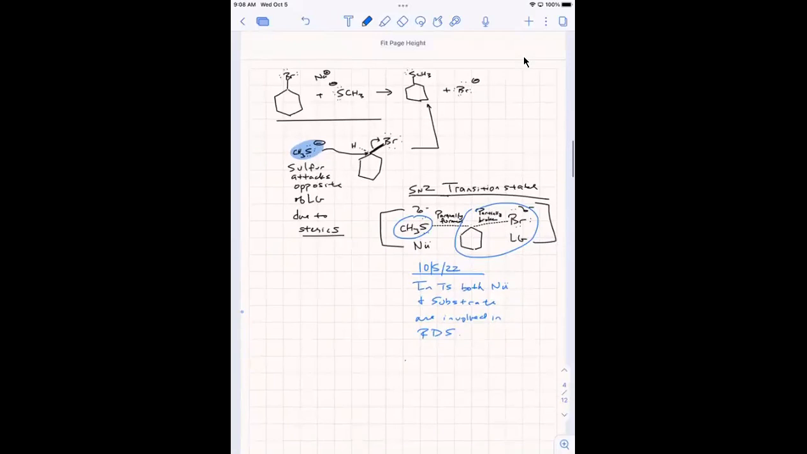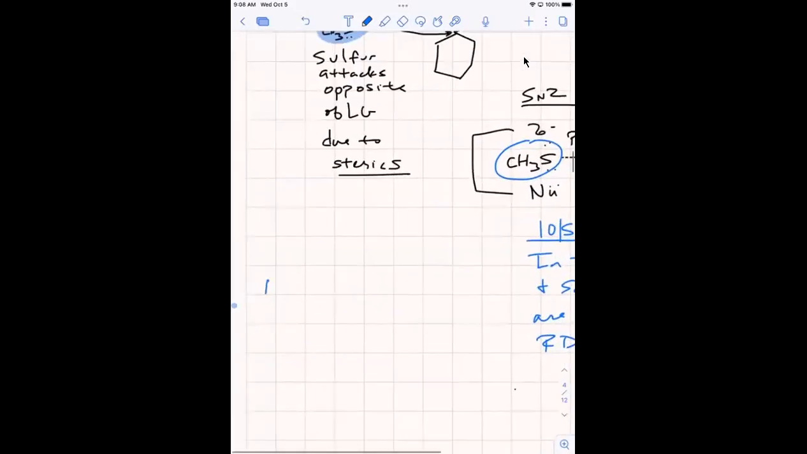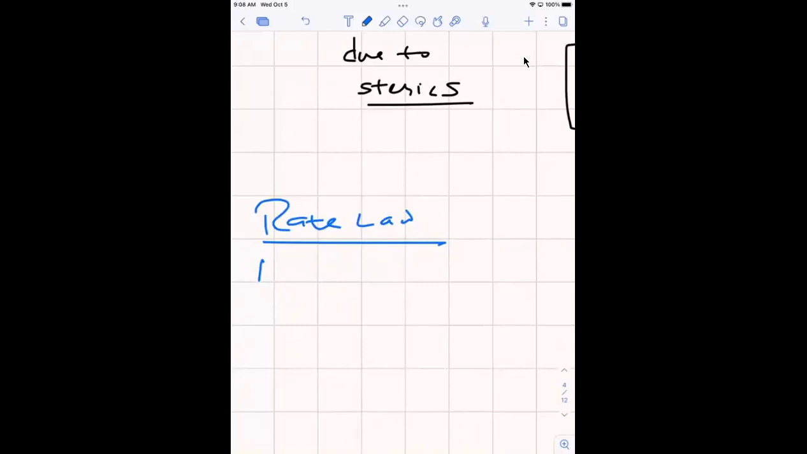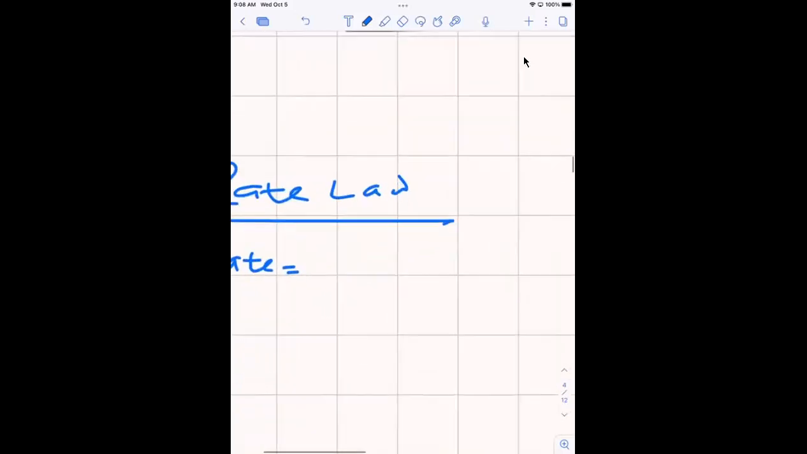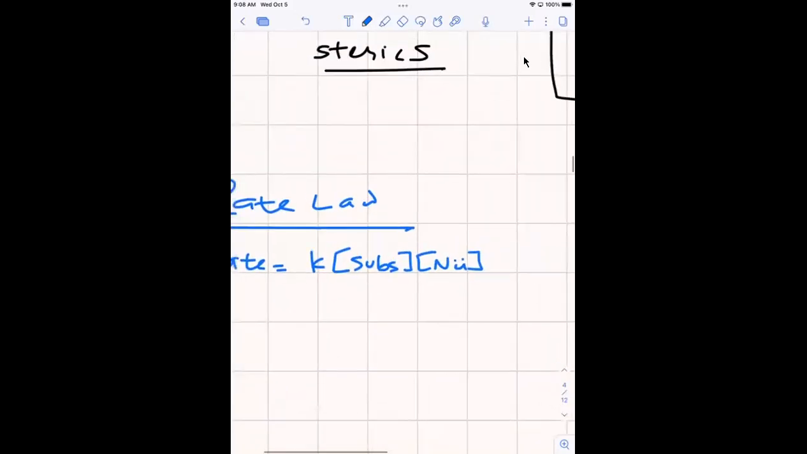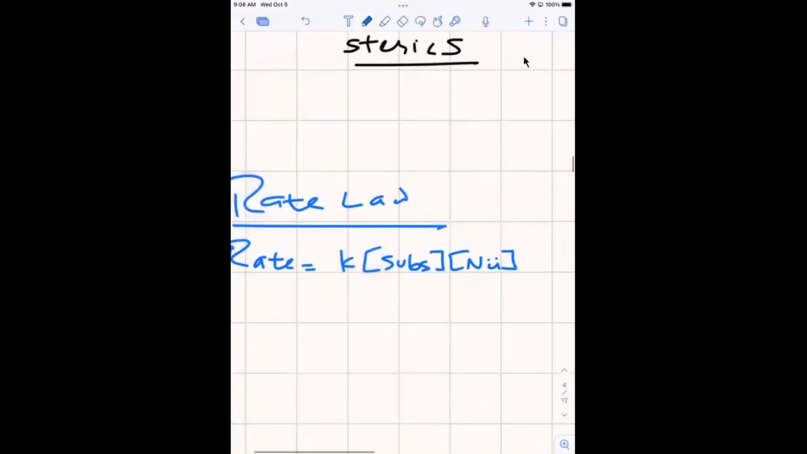So for SN2 mechanism, right, the rate law is going to be k times the concentration of the substrate and the nucleophile. So it's a two-term rate law. The reaction is second order.